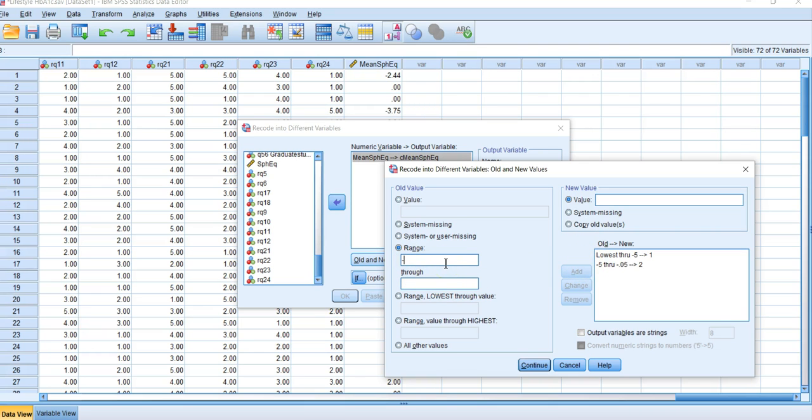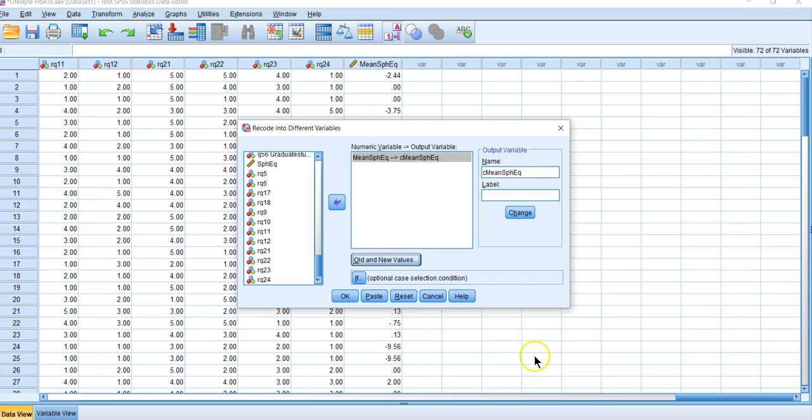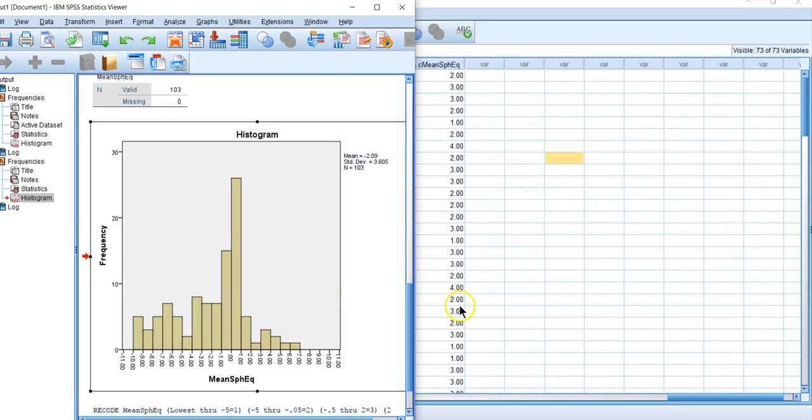We're going to go minus 0.5 through 1, or 2. I'd say 2. And we'll call that emmetropia. 2 might be a little high. Oh well. And then from 2, we're going to range the value through the highest. We're going to give that a value of 4. Okay, now we have those values.